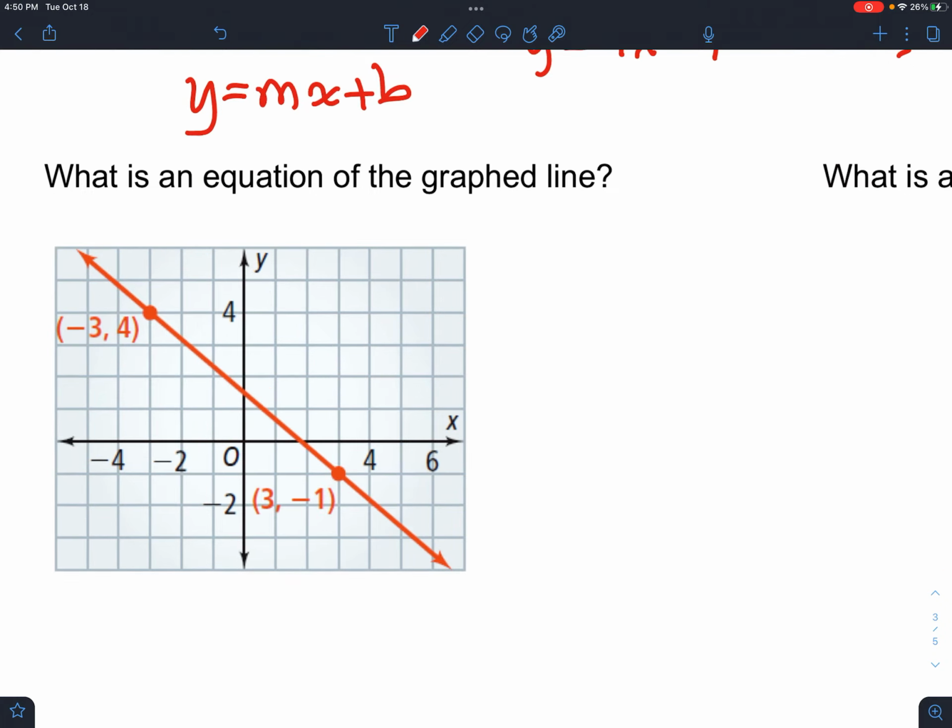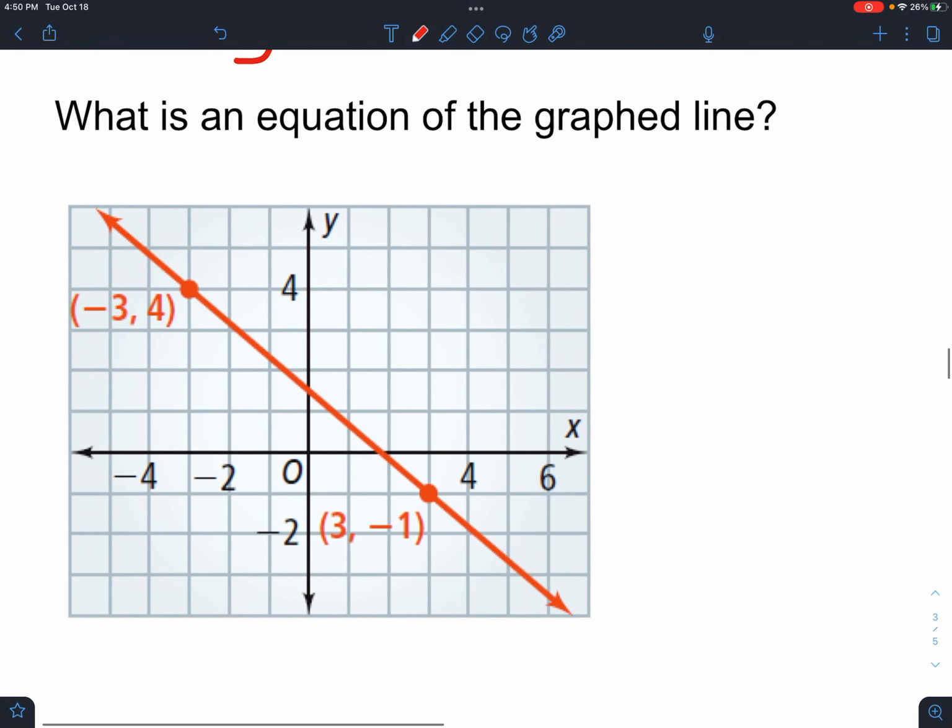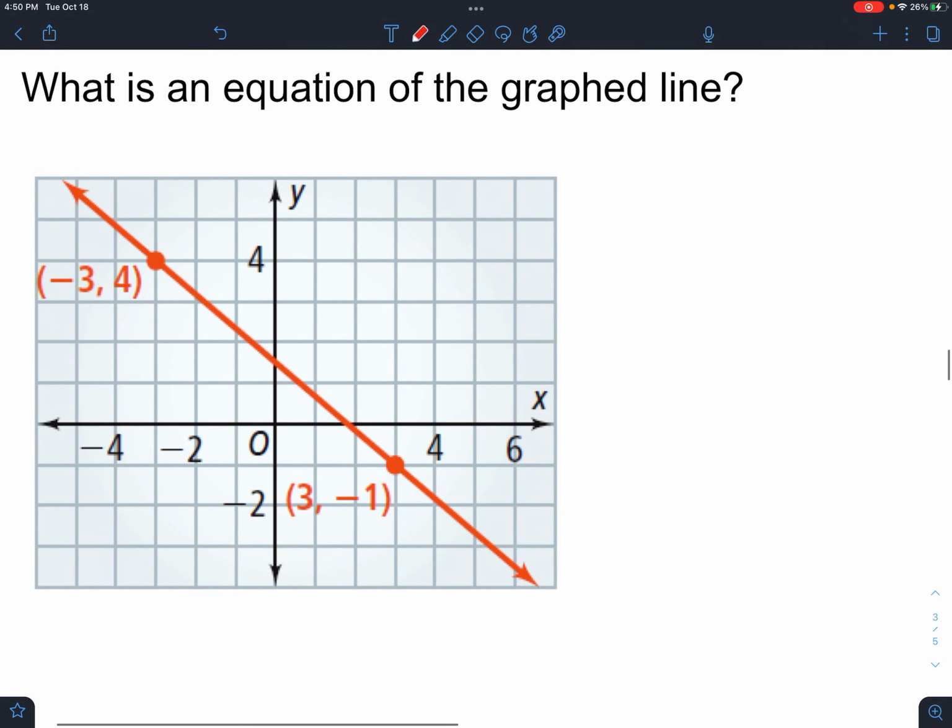You don't have to solve it for y. It doesn't ask you to do that. If you are given an equation like this, one thing I always look for is the y-intercept. And for this one, it looks like it's hanging out halfway between. So I don't really trust that. I don't know if that's exactly half or not.